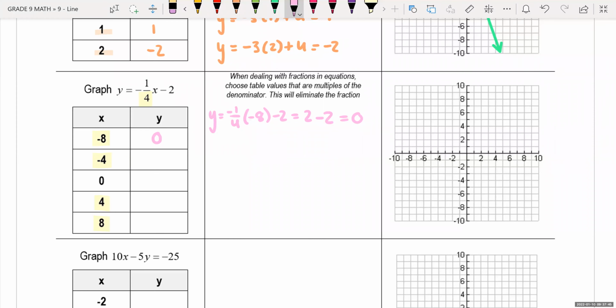All right, let's try the next one. So y is equal to negative 1 over 4 times negative 4 minus 2. What do you guys think negative 1 over 4 times negative 4 over 1 is going to give us?